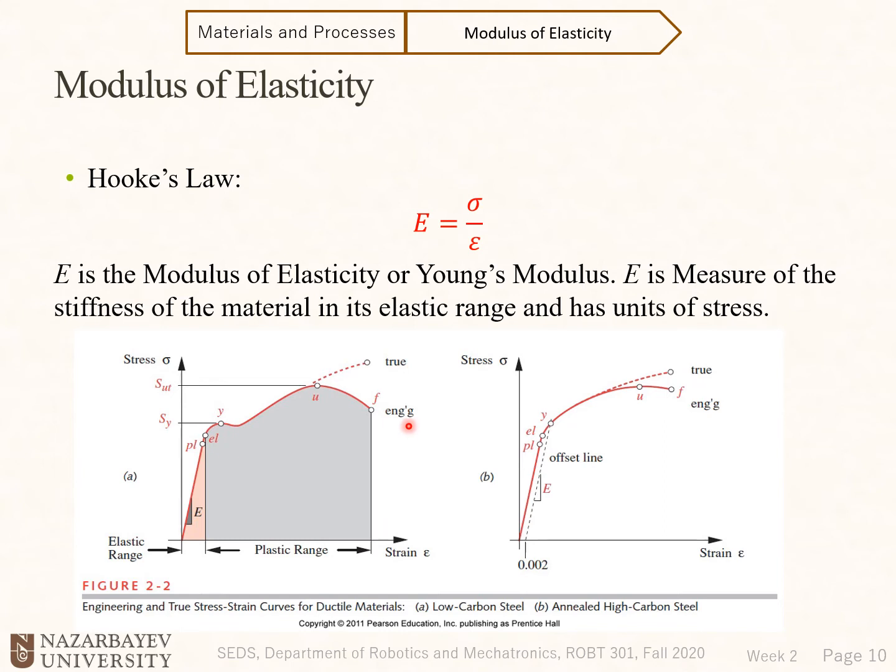What is the engineering graph? The engineering graph follows the same mathematics we used in previous slides. For the stress, what was the stress? The stress was force, the tensile force, divided by A0. A0 was the initial cross-sectional area. But the cross-sectional area changes when we apply the tensile force. If you use that formula, F divided by A0, then we'll have that engineering graph.